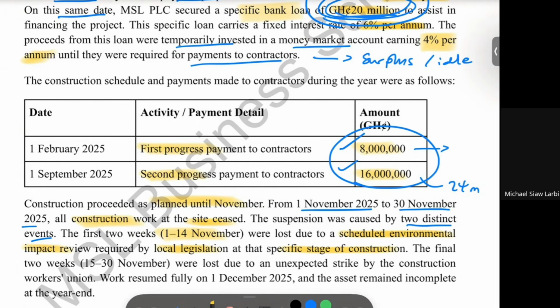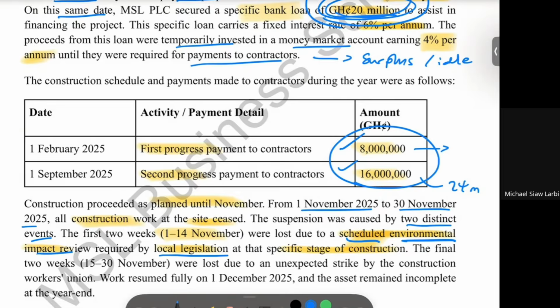This first 2 weeks is a scheduled environmental impact review. It's required by law that you pause for 2 weeks. So for this one, you cannot say you suspend capitalization of borrowing costs. Yes, they stop construction, but it's a necessary activity. You usually cease or suspend capitalization for abnormal events.